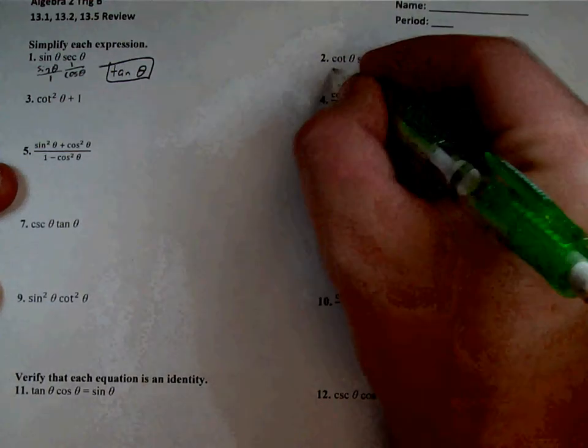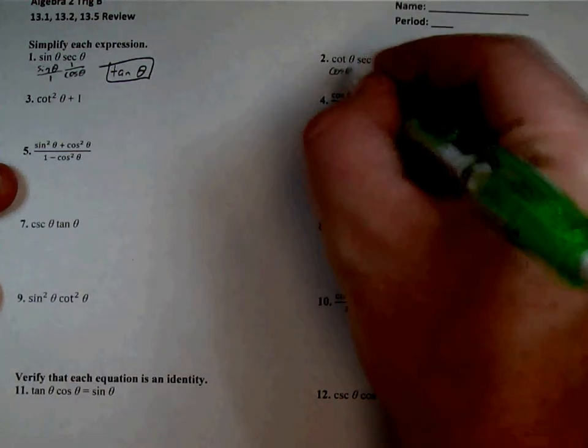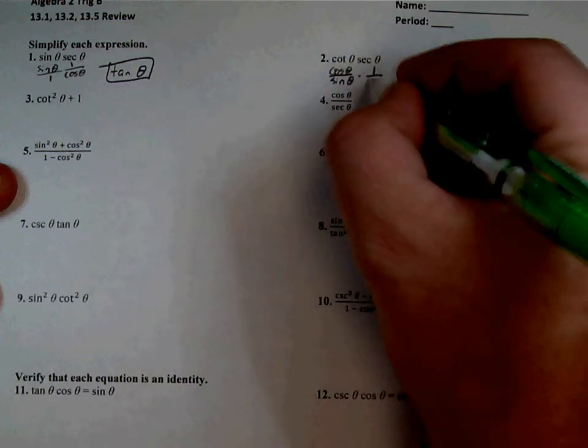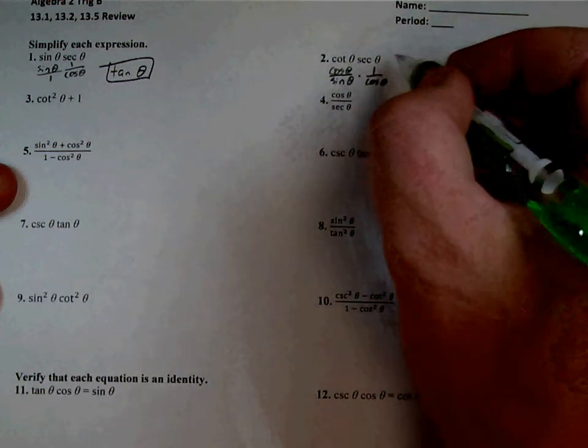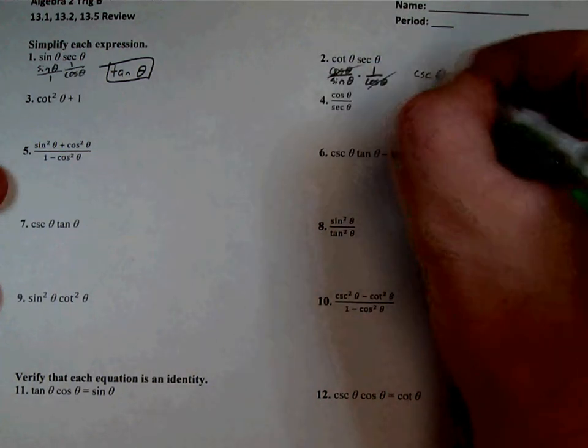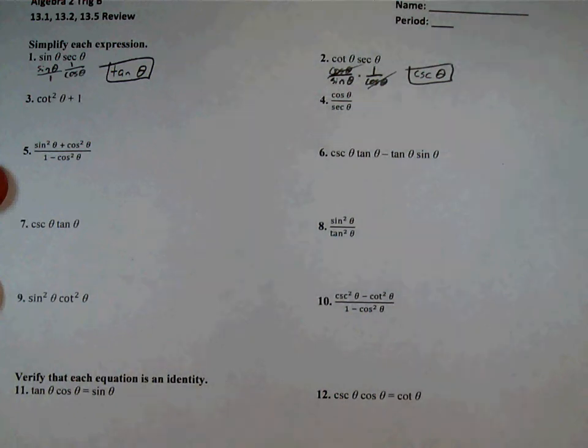Cotangent is cosine over sine times secant, which is 1 over cosine. Cosines will cancel there. 1 over sine is cosecant of theta.